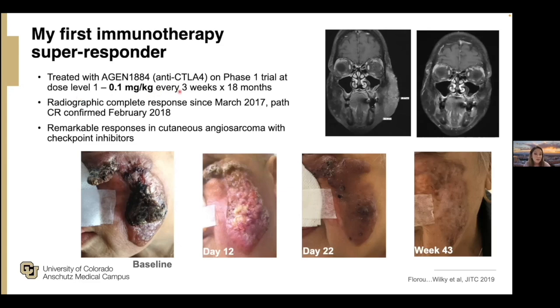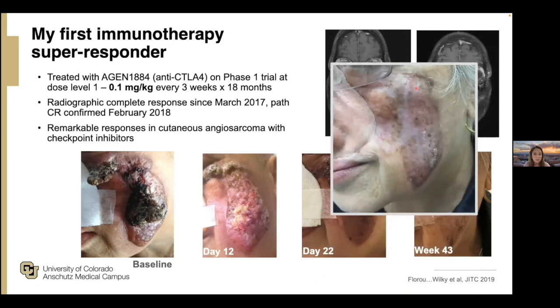She remained on this treatment for 18 months. She got a radiographic complete response. Here's the tumor here, and you can see on this follow-up that it's completely gone. And then we actually biopsied her as well. And when we did this, we proved there was no residual cancer left behind. So a pathologic complete response as well. She remains cured to this day, 5 years later.